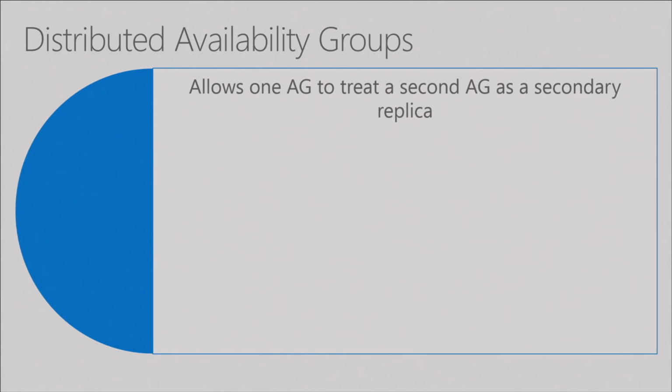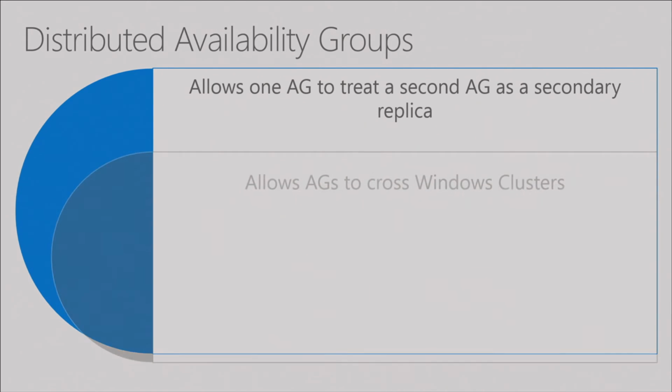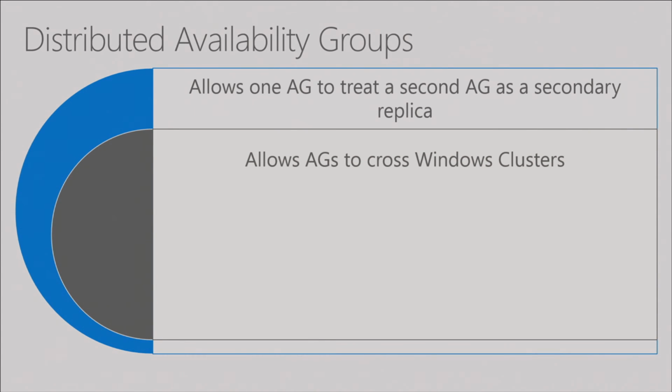Now, probably one of my 2 favorite features in 2016 is the distributed availability groups. These are going to allow one availability group to treat another availability group as a secondary replica. I have a diagram. It's okay. This also allows us to build our availability groups across Windows clusters, so we don't have to have all our availability group replicas in a single Windows failover cluster anymore.